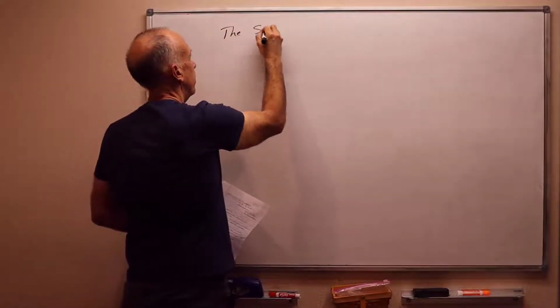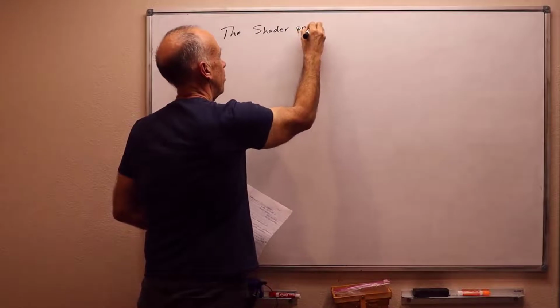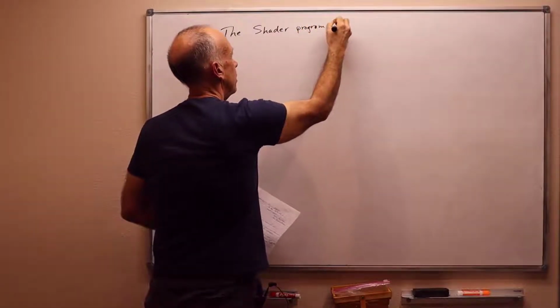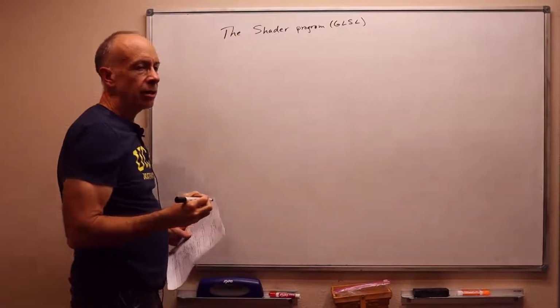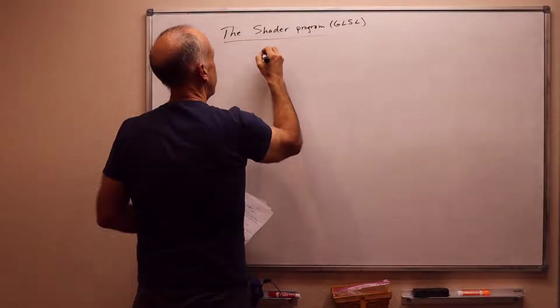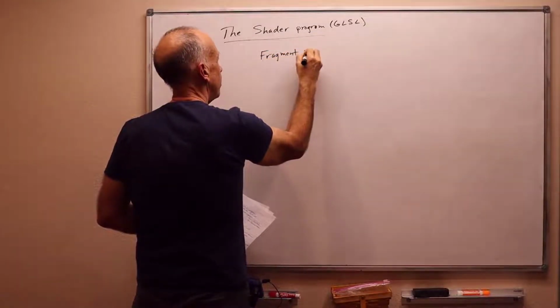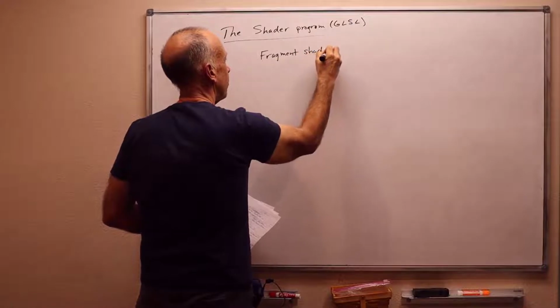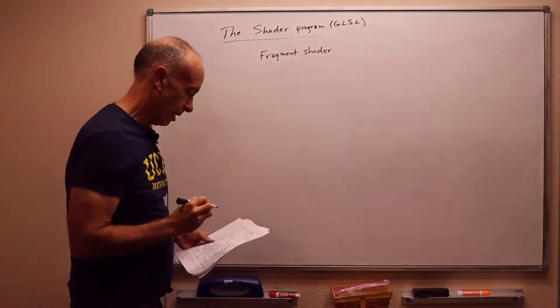The shader program, or GLSL program, uses the texture map when rendering. Typically, this is the fragment shader doing the work, and we're rendering a particular pixel on the screen with the fragment shader, and it's going to look up a particular value out of the texture map here.